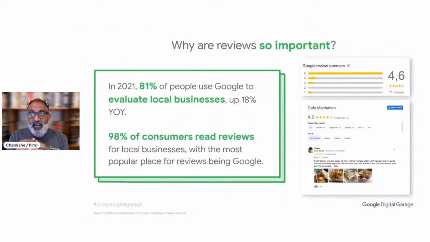So with that in mind, just a couple of things to talk about. Numbers are numbers, and numbers change. But if you think about the magnitude of what it's trying to tell you, that's really important. In 2021, 81% of people used Google to evaluate local businesses. Now, that was up by 18% year on year. And then 98%, which is nearly 100% if you think about it, read reviews for local businesses before doing anything, and Google is a popular place to review.